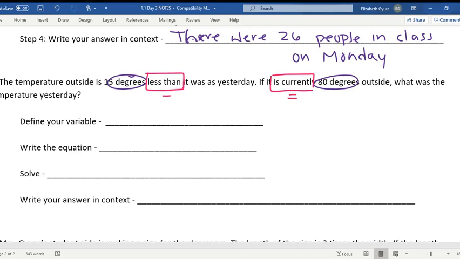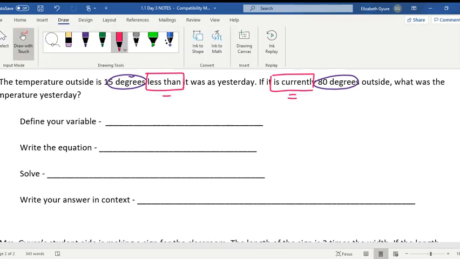Right. So let's define our variable. Sure. We can use D for degrees, T for temperature, whatever you want. Oh, and I forgot. What's our question? What are we being asked?